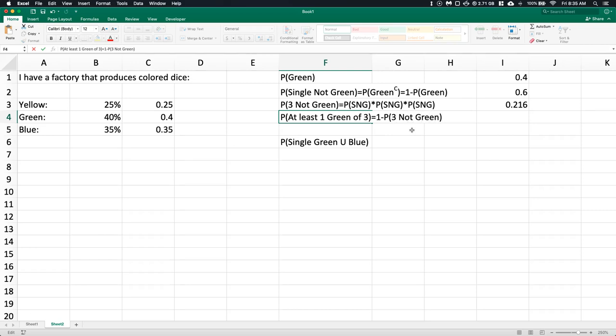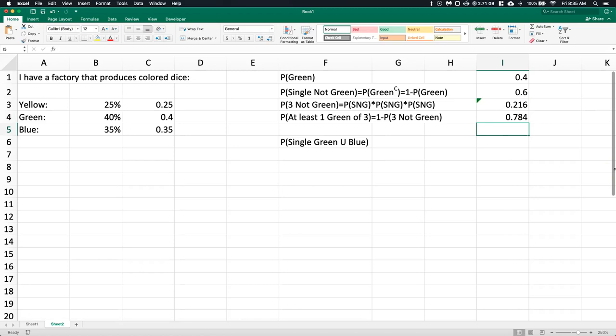That's because if you have 3 that are not green, the complement of that is that at least one of them is green. Great. So in order to do that, we just say equals 1 minus this probability above, and we can hit enter. And so that's how you would go through and calculate that at least one green. You start off with the green, you take the complement of it to get single not green, you get your 3 not green, and then to get at least one green of 3, you take the complement of the one above.